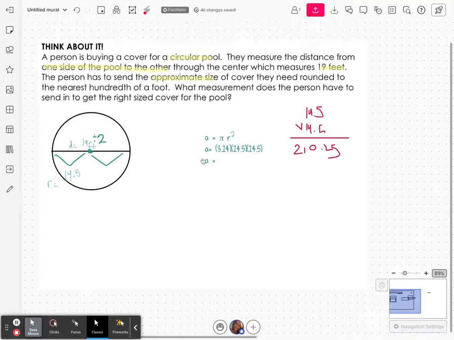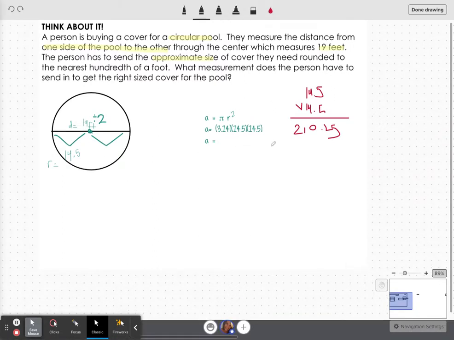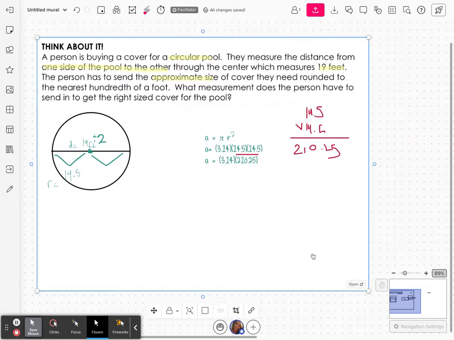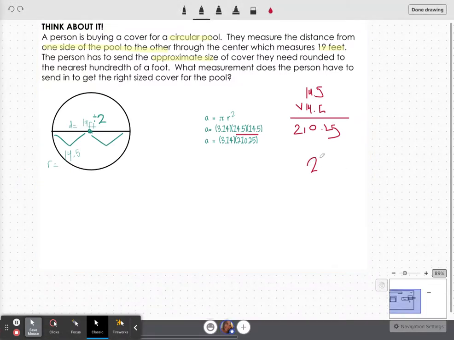So that leaves me with A is equal to pi, or my approximation of pi, 3 and 14 hundredths, times 210 and 25 hundredths. So when I multiply that out, 210 and 25 hundredths times 3 and 14 hundredths.